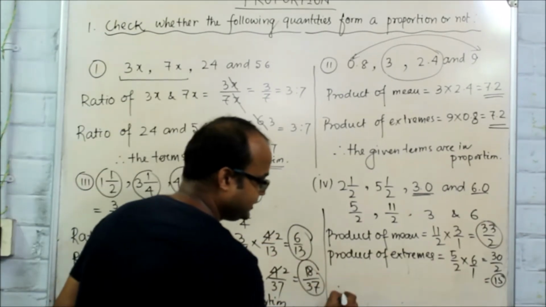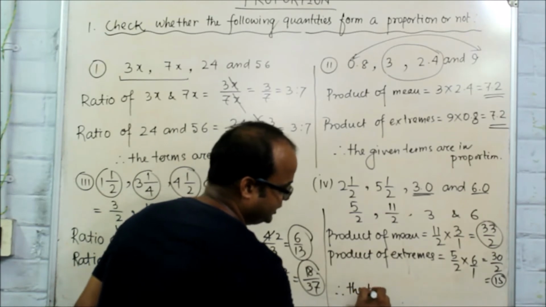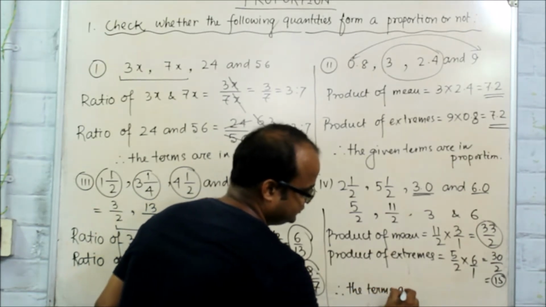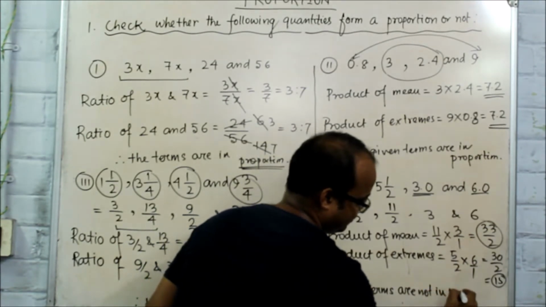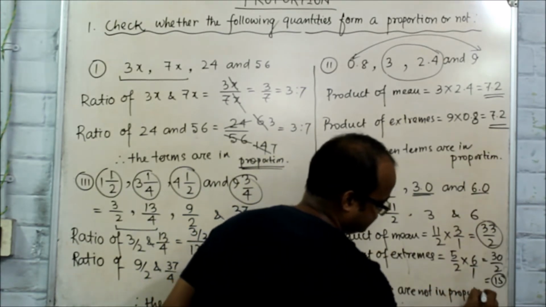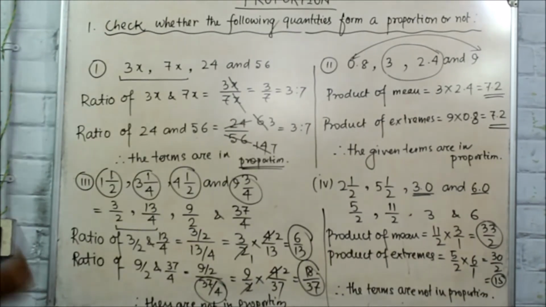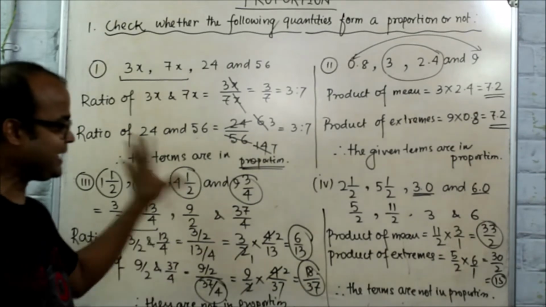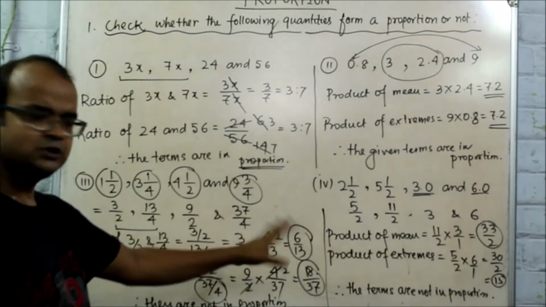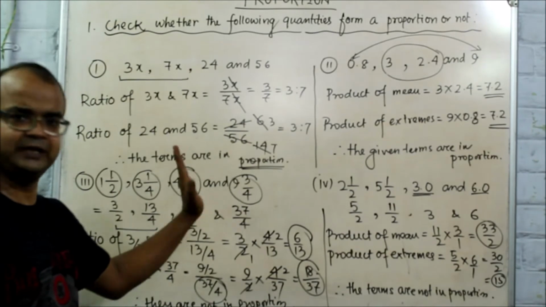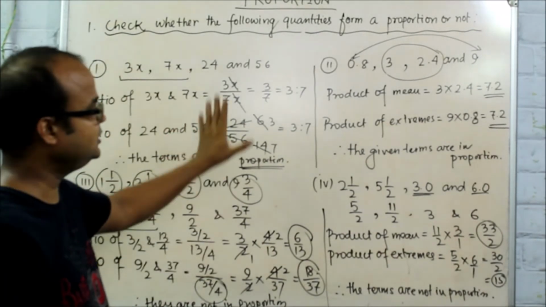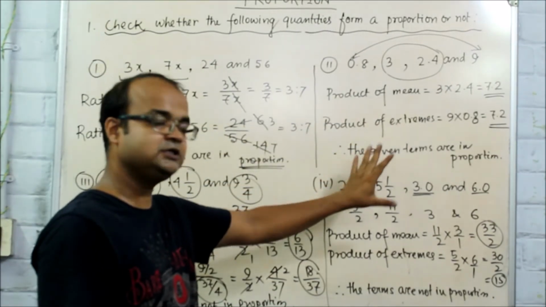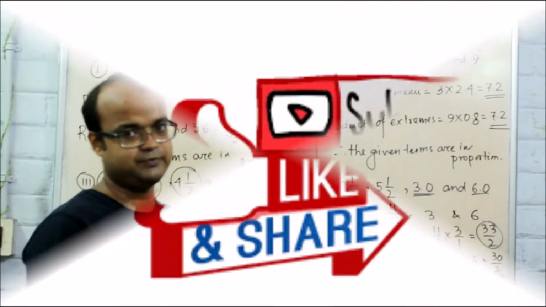So we can say that the terms are not in proportion. The terms are not in proportion. Clear? So you can practice this kind of sum using either of one of the method. If you are comfortable in this method, complete it using this method, or if you are comfortable in this method, you can do it using this method also.